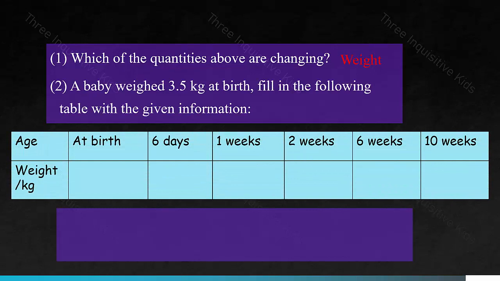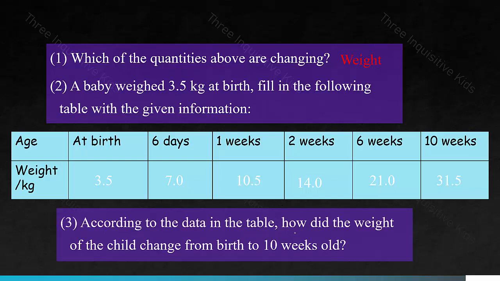And we know that a baby weighed 3.5 kg at birth. Fill in the following table with the given information. So at birth, we already know that it's 3.5 kilograms. Then after 6 days, if you want to, you can go back to the previous slide of the video. It would be 7 kilograms heavy because it is 2 times its weight at birth. And you keep following the pattern and the rules they give you. So by 10 weeks, it would have grown to 31.5 kilograms.